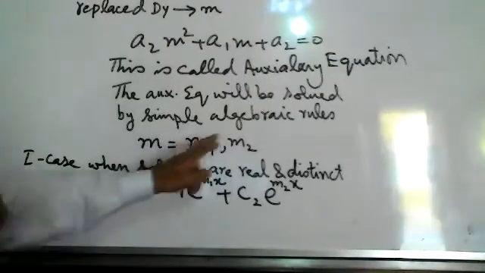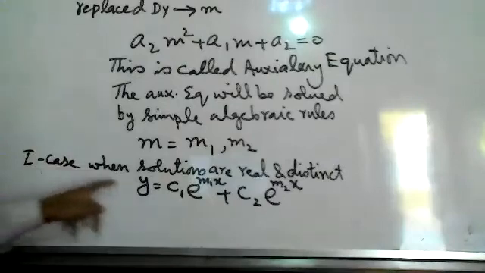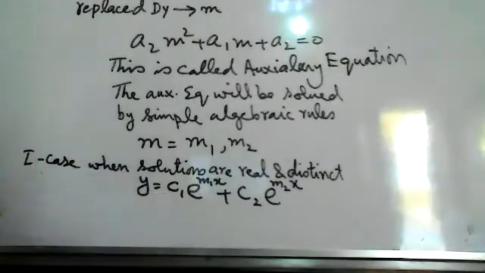So when both answers are real and distinct, we will use this formula: y is equal to C1 e raised to power m1x plus C2 e raised to power m2x.